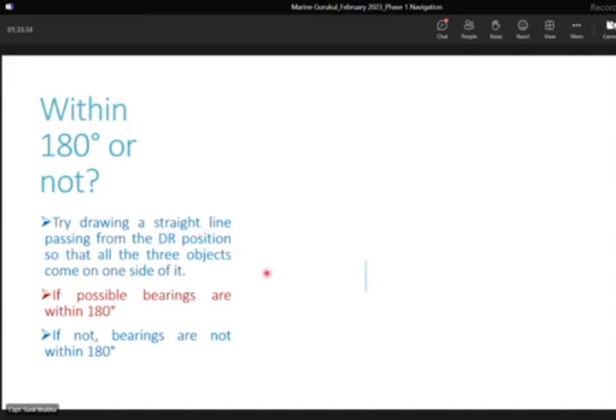We follow exactly the same procedure. We make a small rough diagram. First we plot the DR position. You can see the DR position coming up on the screen. Then we plot the three celestial bodies and their azimuth. We have the red star, which is star number 1 at an azimuth of 050. You can see the azimuth coming up on the screen.